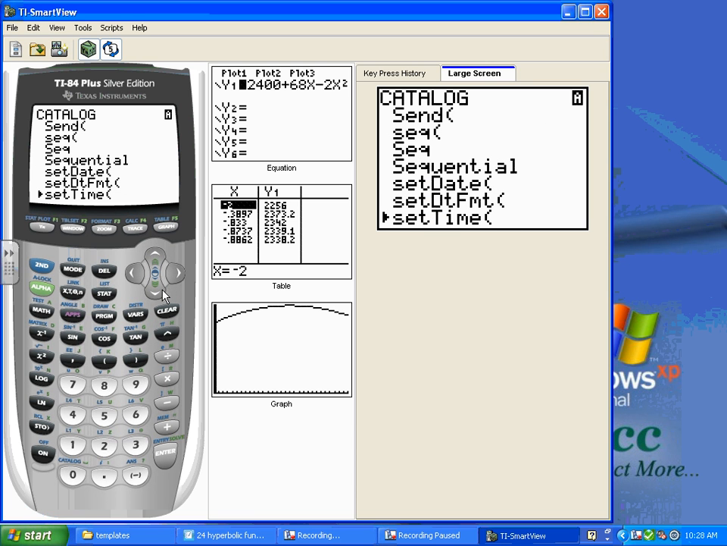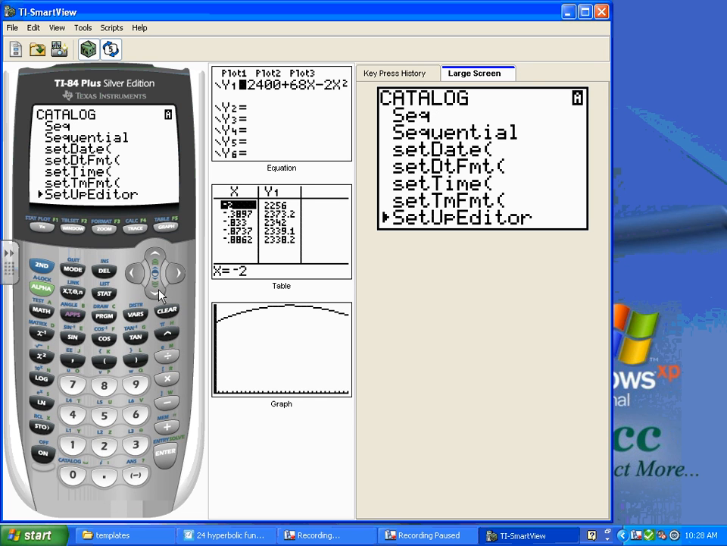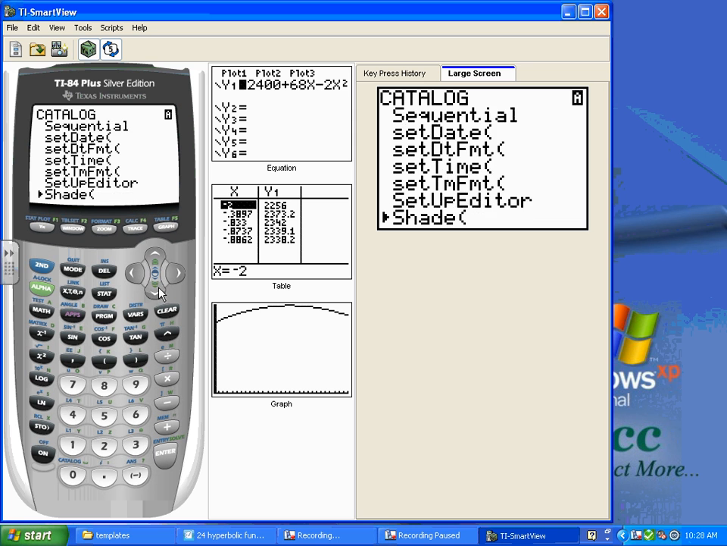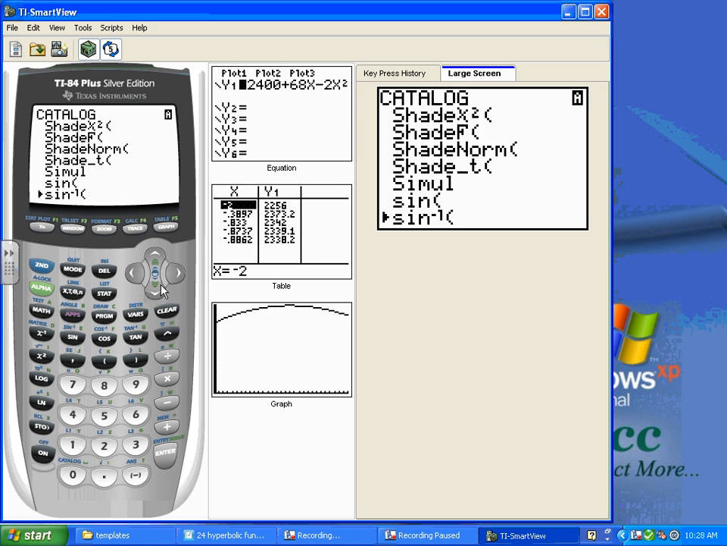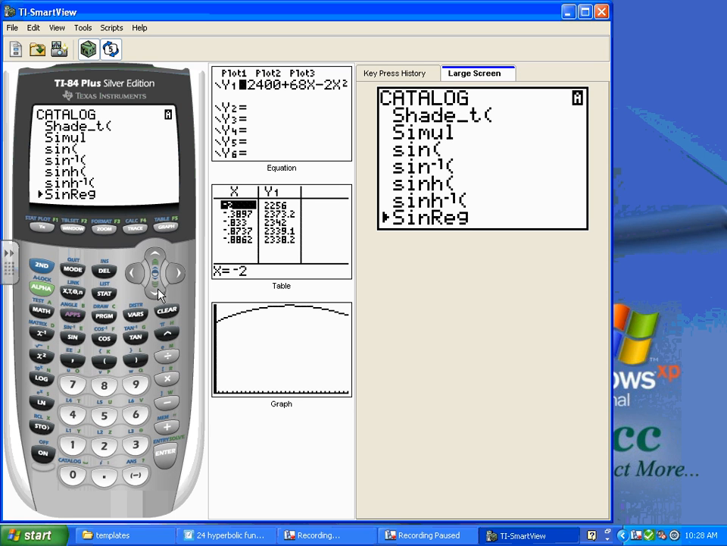Interesting. Set date. I didn't know that was in there. Set time. All right. Keep going. Go to the sines. Okay, sine inverses are the real trig functions. And the fake ones are the hyperbolic sine and hyperbolic sine inverse.